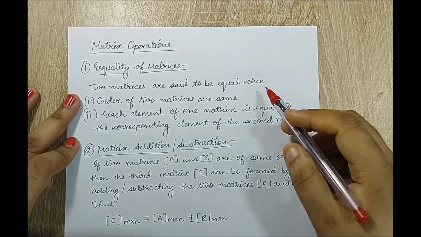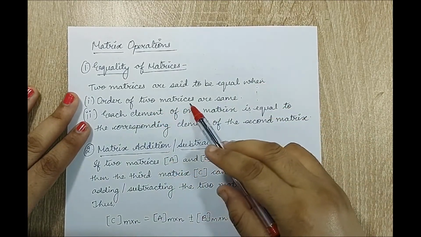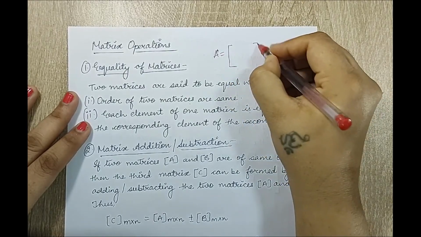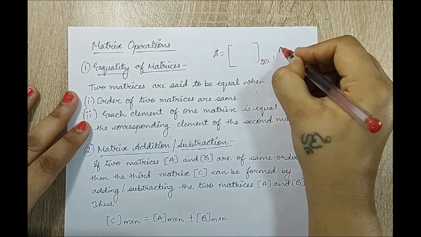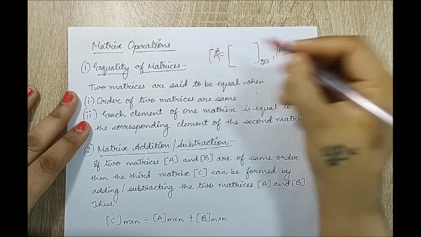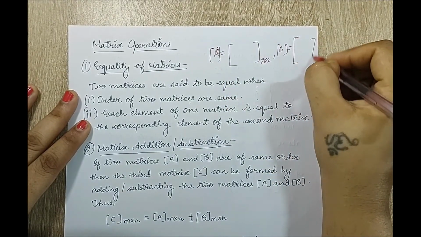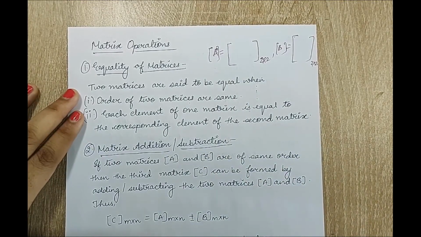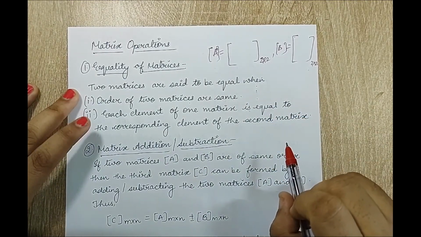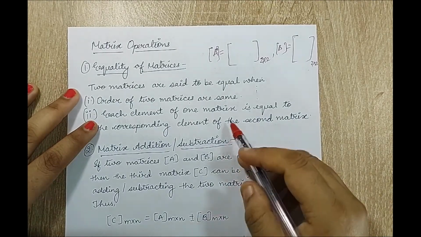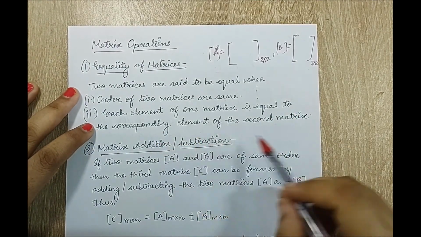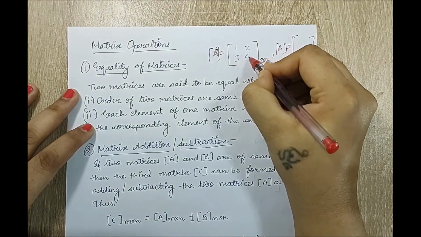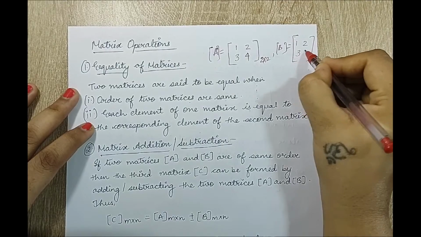Now two matrices can be called equal when the order of the two matrices is the same. So let me write A is going to be a 2 by 2 matrix, and let's say B is also going to be a 2 by 2 matrix. Okay, so I will say that these two matrices are equal. So first condition is the order will be same. Second is each element of one matrix is equal to the corresponding element of the second matrix, which means if A is 1, 2, 3, 4, B also has to be 1, 2, 3, 4.